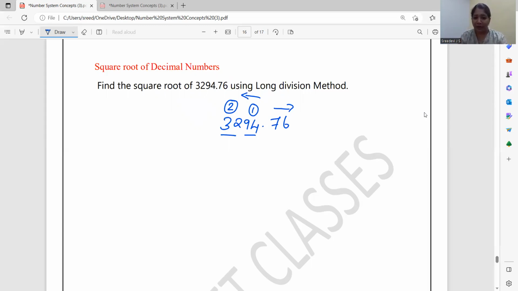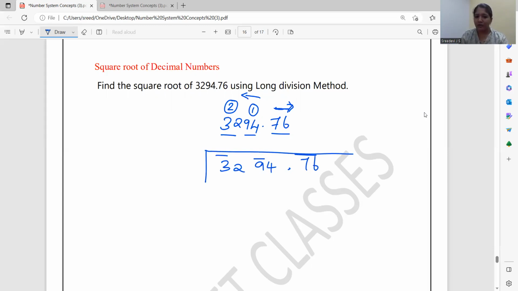But on the decimal part, you have to start pairing from the first tenth position, where the 7 is. From there onwards, you start pairing. So here the pairs are 32, 94, and 76. You have to put the decimal as it is. Then we will do the same long division procedure here.